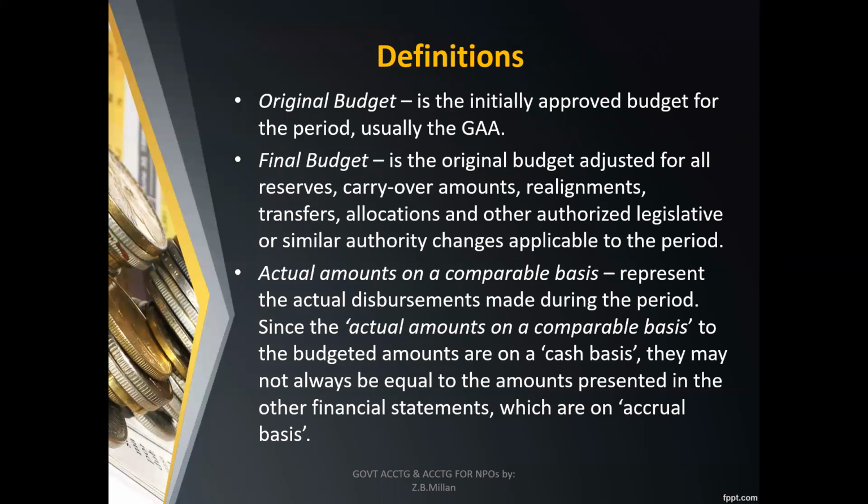Now we have here a few definitions related to financial statements for government accounting. So you have it here. When you say original budget, this is the initially approved budget for the period.